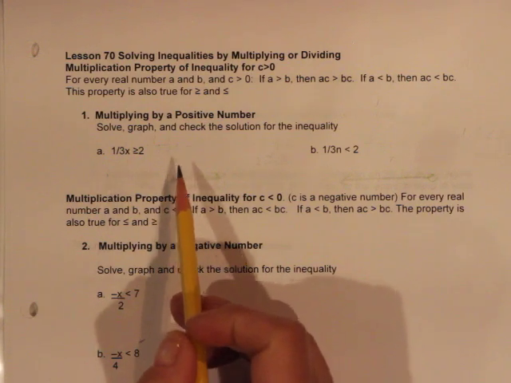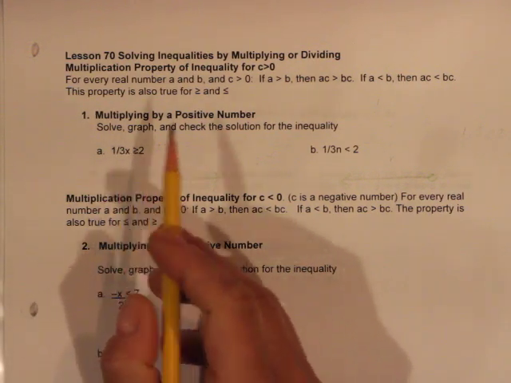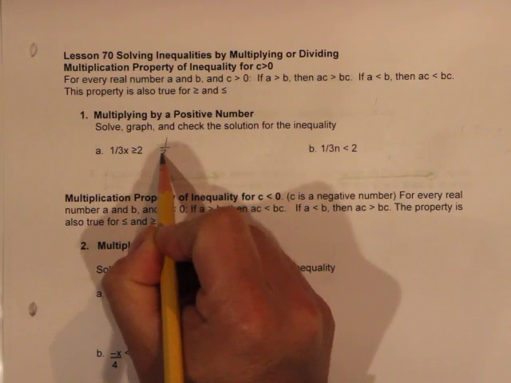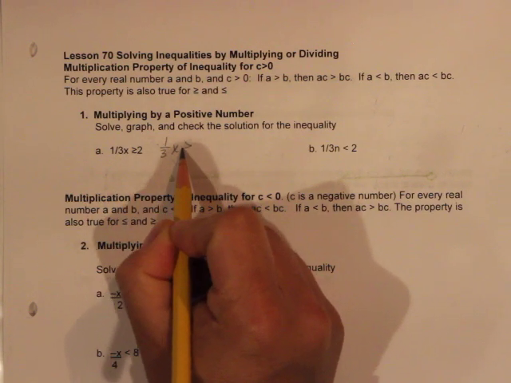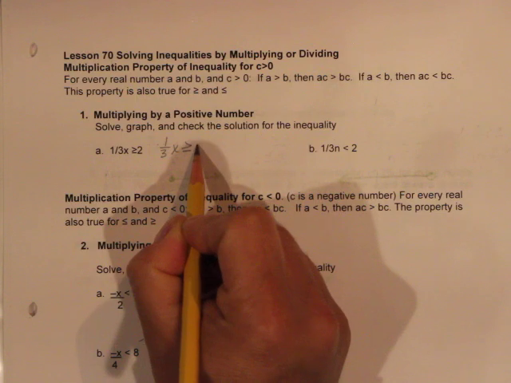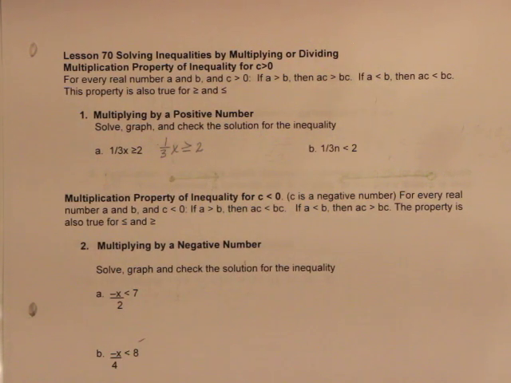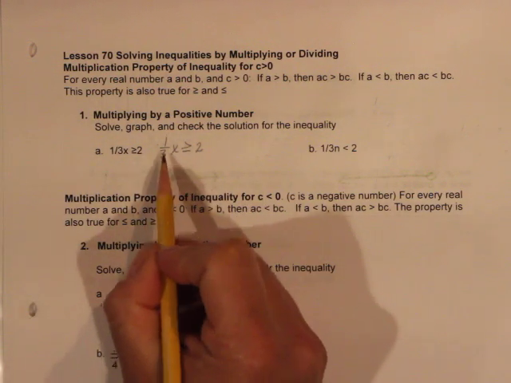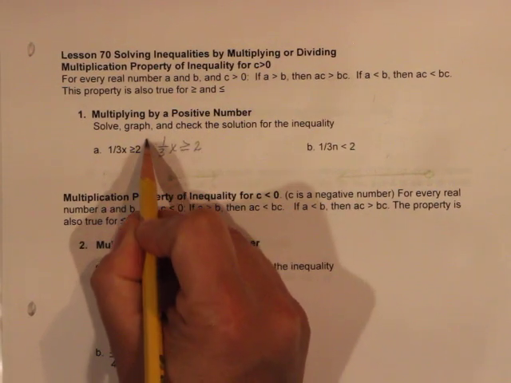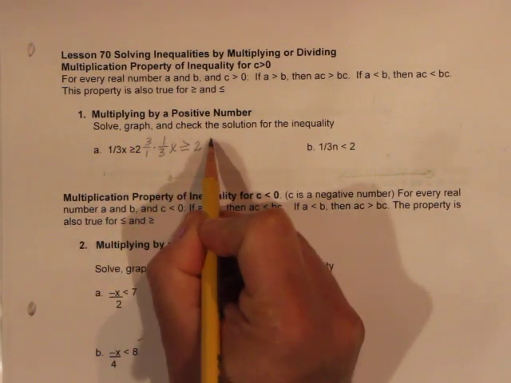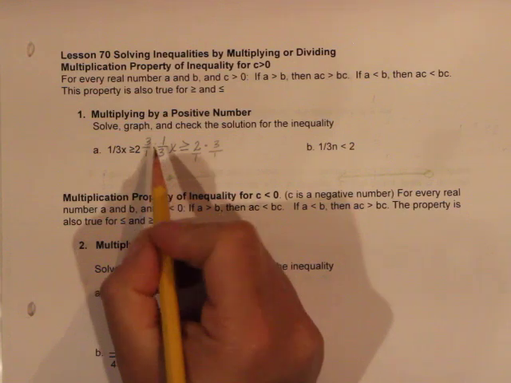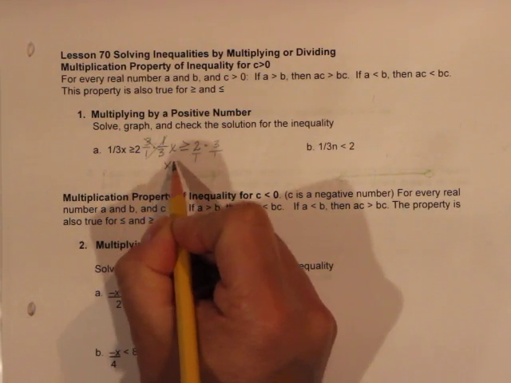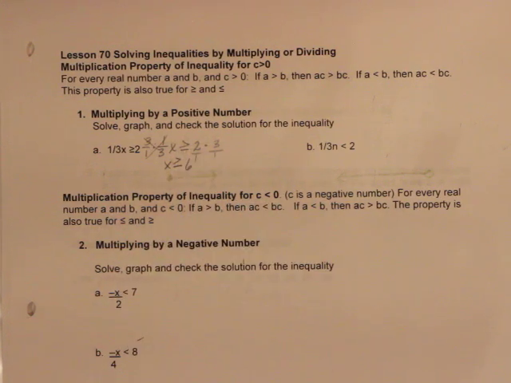Okay? So let's start here with this inequality, 1/3 x. I'm going to rewrite it because it's easier for me to see if I write it this way. So 1/3 x is greater than or equal to 2. I want to isolate x so that I can graph this inequality on a number line. In order to get rid of 1/3, I need to multiply it by its reciprocal, which is 3/1. I need to make sure I do that on the other side too. Whatever I do to one side, I want to do to the other. And I end up with x is greater than or equal to 6.